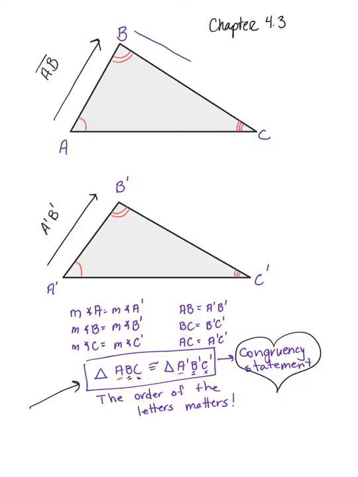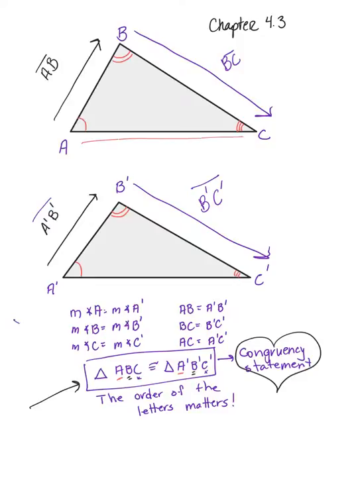When I go from B to C in the first triangle, that's going to correspond to this side that I duplicated in purple, and I would call this side B prime, C prime. And then on the bottom, if I say from A to C, and I call this AC, then I have to call the bottom A prime, C prime.